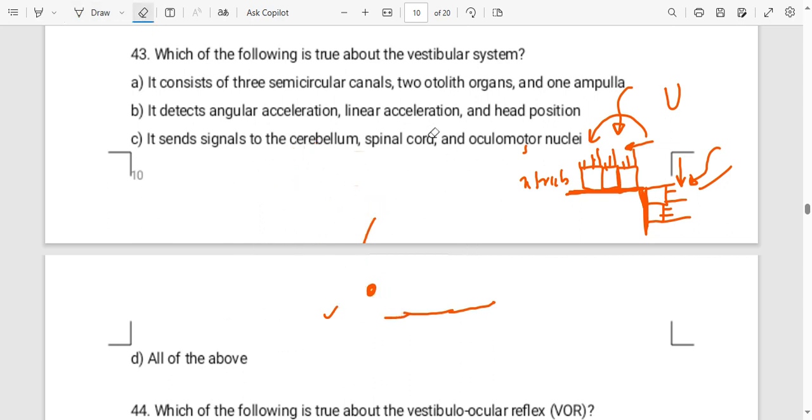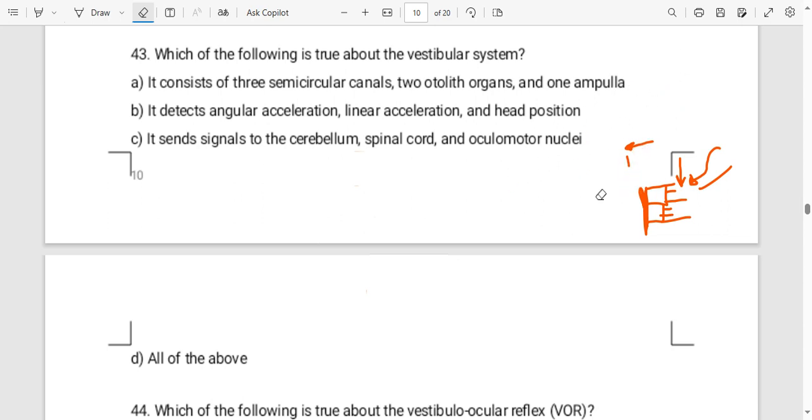So which of the following is true about the vestibular system? It consists of three semicircular canals, two otolith organs, and one ampulla. It detects angular acceleration, linear acceleration, and head position. It sends signals to the cerebellum, spinal cord, and oculomotor nucleus. All of the above. Anyone that can help? D, thank you so much. It's all of the above.